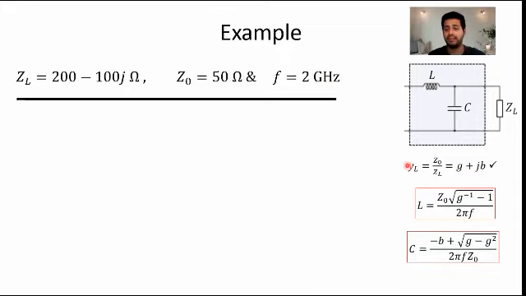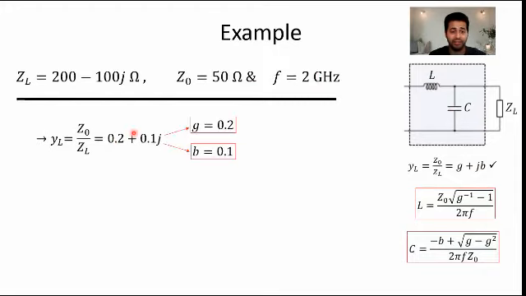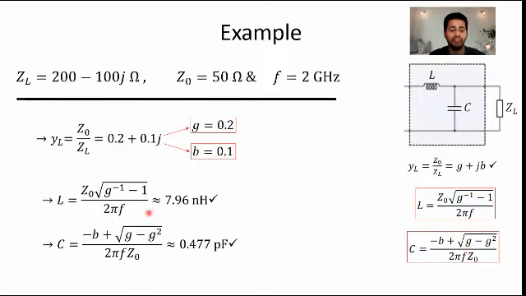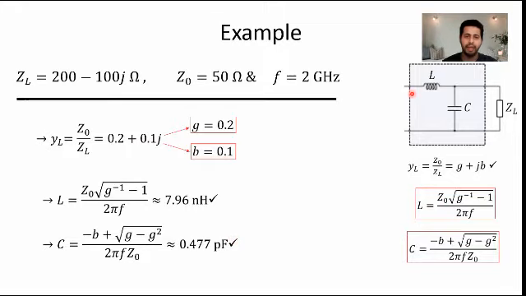First, we calculate the normalized admittance, which is Z0 over Z load, which is 0.2 plus 0.1j. From these values, you find G, which is 0.2, the real part, and B, which is 0.1, the imaginary part. Then you directly substitute in these two equations to find L and C, and that's it. So easy, huh? Yeah, but wait a minute.